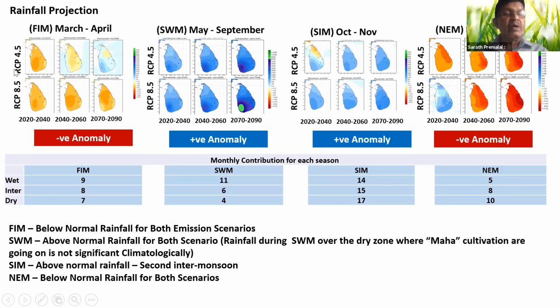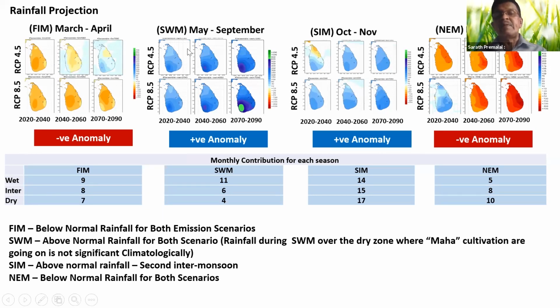This has also been done for two scenarios: the 4.5 moderate emission scenario and the high emission scenario. You can see that for the first intermonsoon, the rainfall will have a negative anomaly for the coming years, until 2090. But for the southwest monsoon season, the rainfall will be positive, I mean we get a high amount of rainfall.